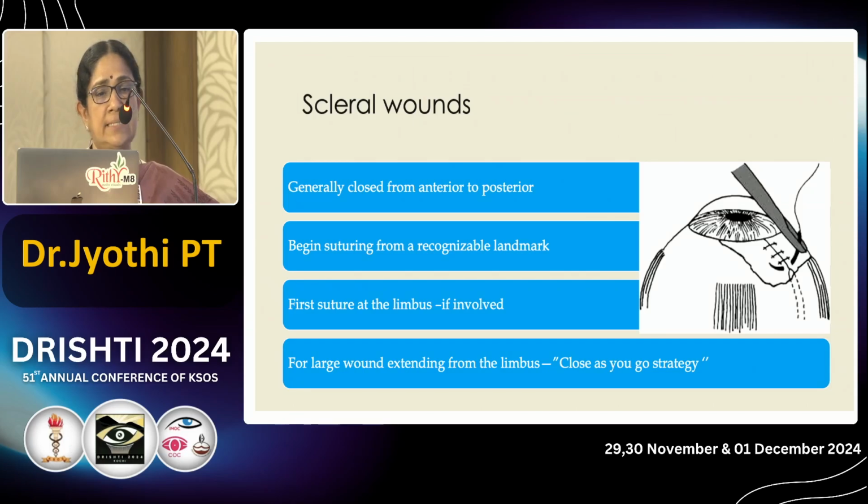And scleral wounds are generally closed from anterior to posterior. Begin suturing from a recognizable landmark. First suture at the limbus if it is involved. And for larger wounds extending from the limbus, you can use the close-as-you-go strategy and expose the conjunctiva and see whether there is a scleral wound which is extending and suture accordingly.